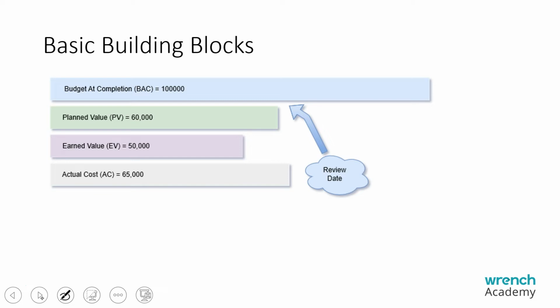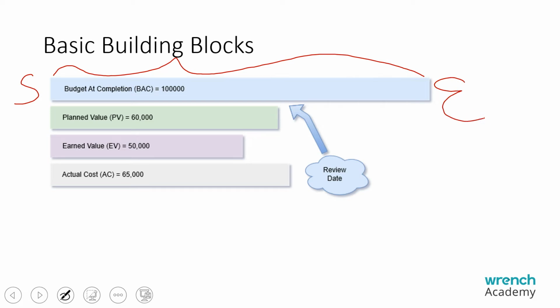So let me illustrate this further. Consider a project, and here this is the total budget for the project. This is the start of the project and this is the end of the project. And the total budget of the project is, let's say, 100,000. We call it budget at completion, that is BAC. BAC is the total budget for the project. And I'm doing the review of the project here.